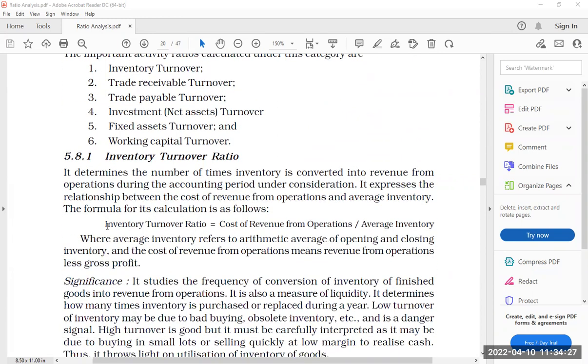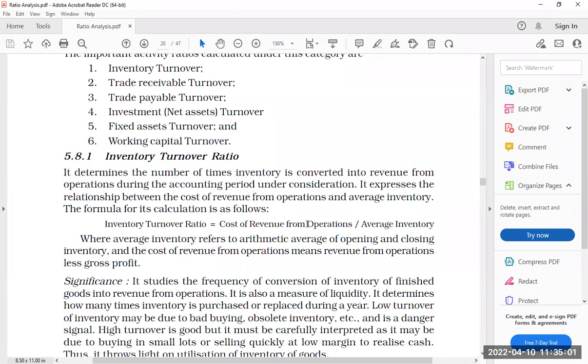So our formula is inventory turnover ratio is equal to cost of revenue from operations, meaning cost of goods sold, or simply sales. If you have sales, you take sales there. If we have cost of goods sold, you can take cost of goods sold. What is cost of goods sold? Cost of goods sold is nothing but sales minus profit. If you have data for sales but no profit data and no cost of goods sold data, then directly take sales. No problem. Suppose 5 rupees is the sales, 1 rupee is the profit. What is the cost of goods sold?